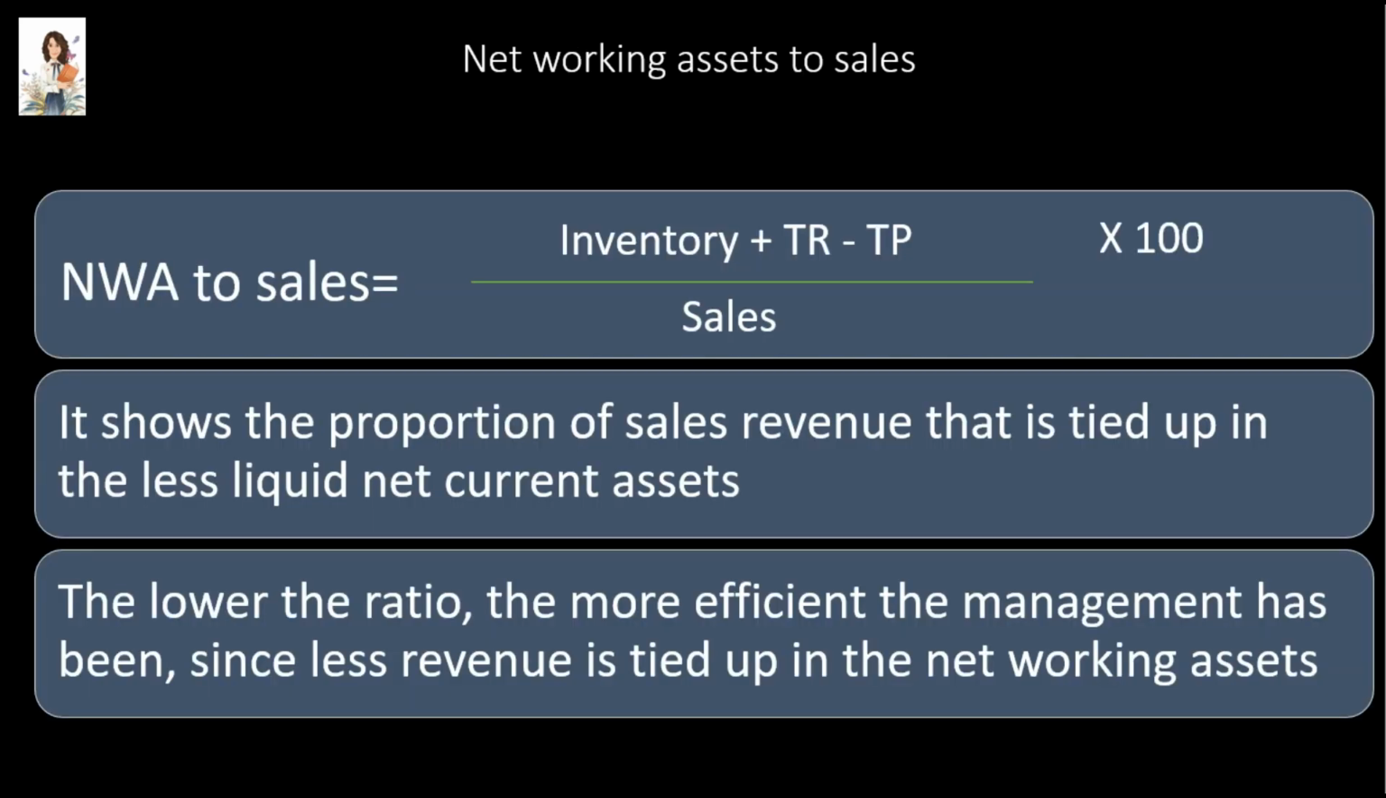Next, we come to net working assets to sales ratio. The formula is inventory plus trade receivables minus trade payables, the whole thing upon sales multiplied by 100.